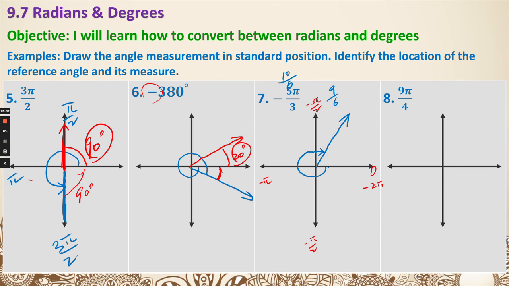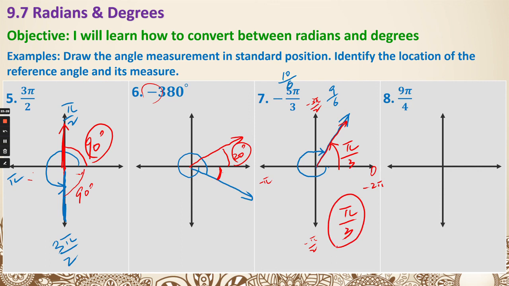Since it's already in the first quadrant, I just need this part to actually represent my reference angle. And that is basically how much it is compared to 2 pi, which is pi/3. And that actually is 60 degrees. The reference angle is pi/3.